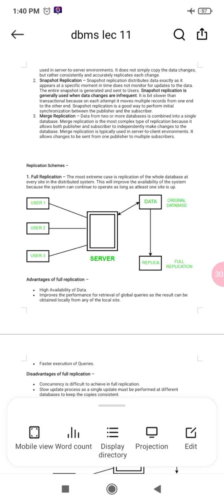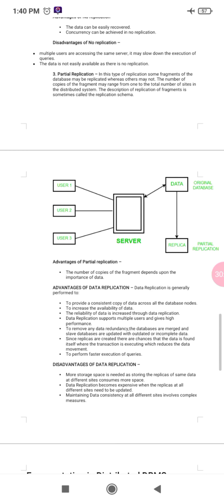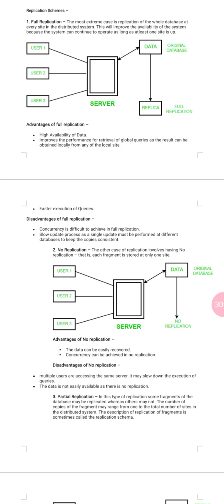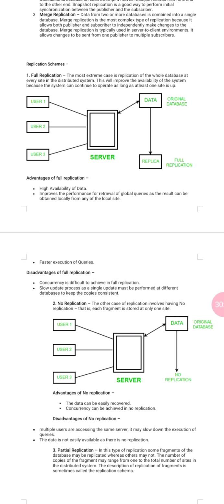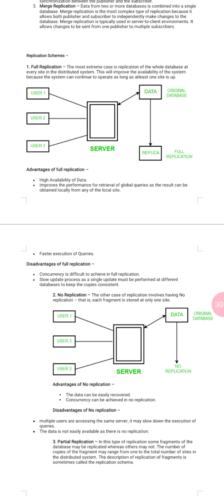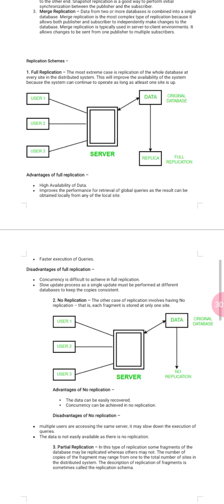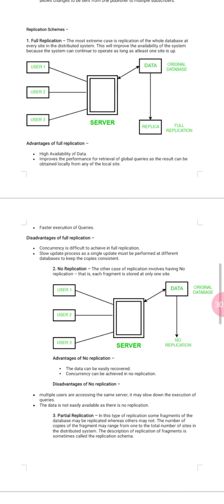Different replication schemes are there. First one is full replication, second one is no replication, third one is parallel replication. Now we are going to study them one by one. First one is full replication. What happens in full replication? The most extreme case is replication of the whole database at every site in the distributed system. This will improve the availability of the system because the system can continue to operate as long as at least one site is up.